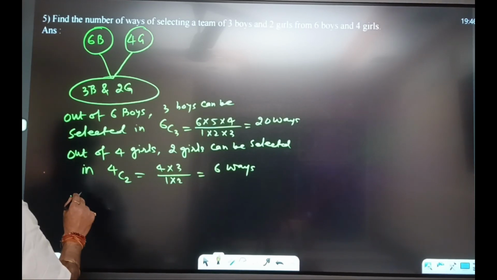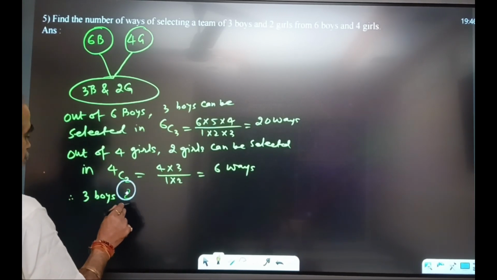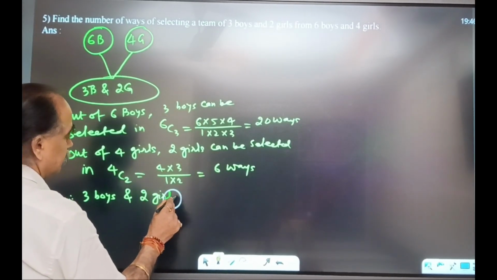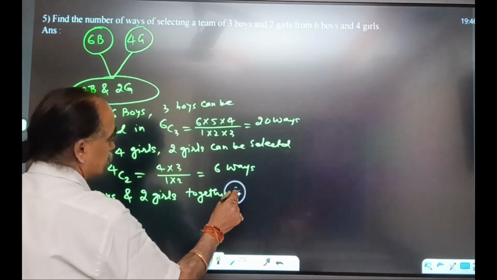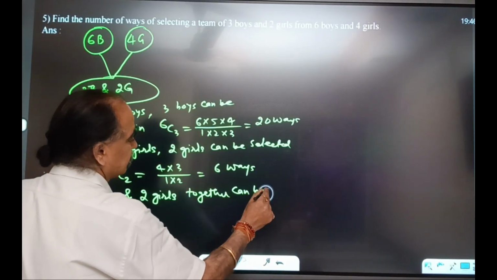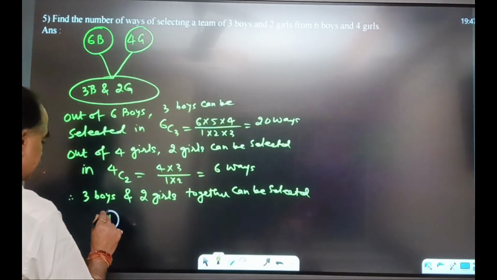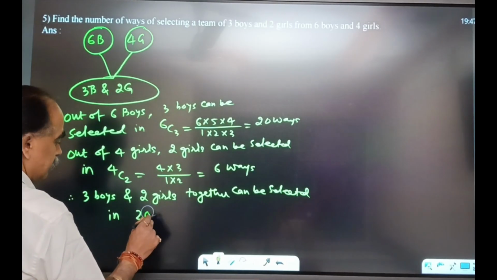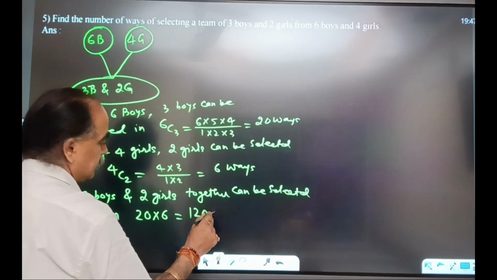Therefore, 3 boys and 2 girls together can be selected in 20 into 6, which is 120 ways.